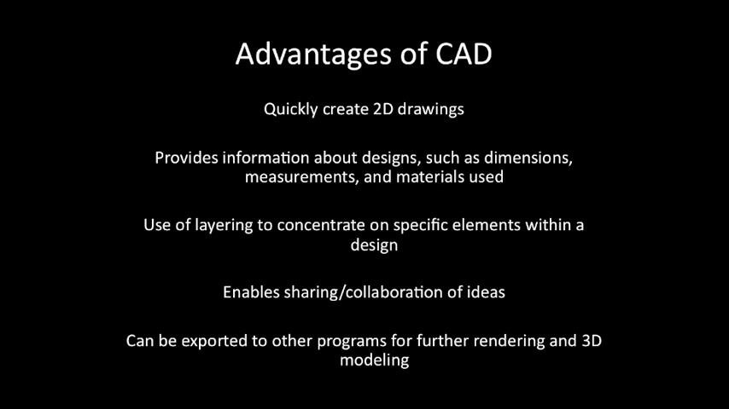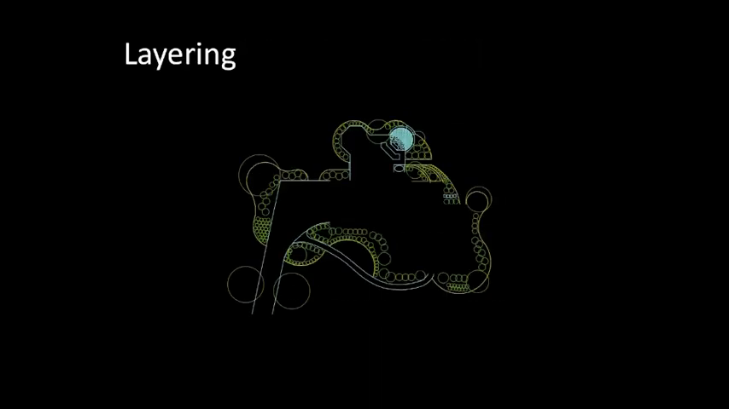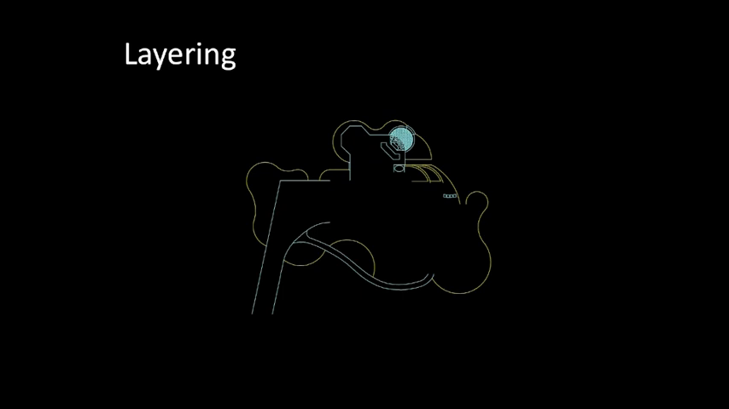CAD's digital drawings replace paper blueprints and allow you to easily acquire information from a design, such as measurements, dimensions, and even materials used. CAD also makes use of layering. Layering is a tool used to organize design details into groups that can be hidden and displayed at will. This feature is especially helpful when you want to focus on one area or element of a design project.